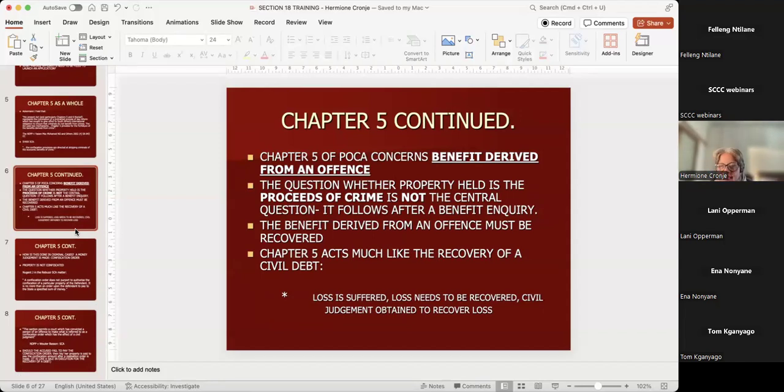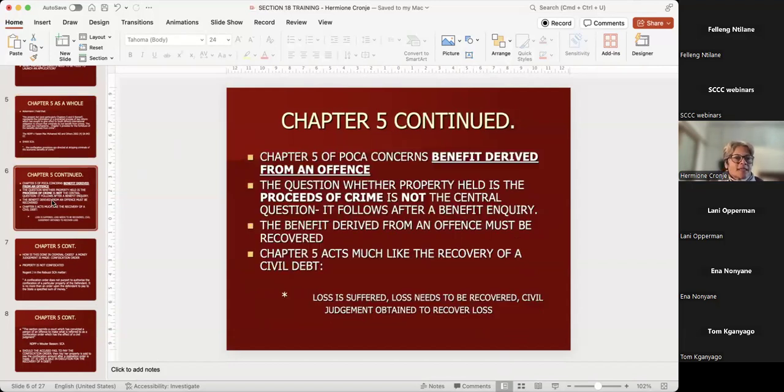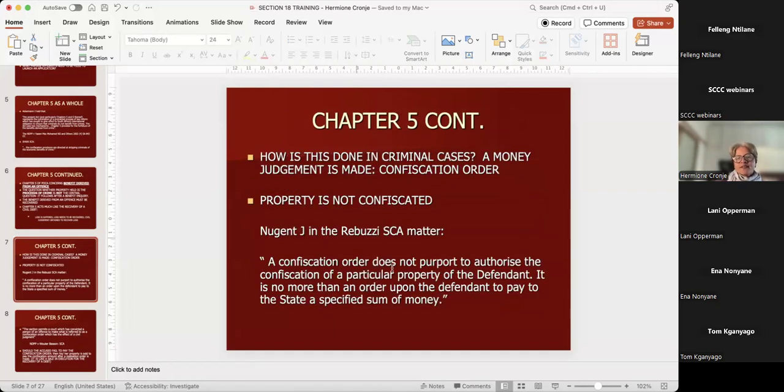Chapter 5 of POCA concerns benefits derived from an offense. And benefit is the most crucial concept here, because as I just indicated, the whole purpose of Chapter 5 proceedings is to strip criminals from the economic benefit from crime. So it's very important to understand what constitutes a benefit. So which benefits do we focus on in Chapter 5 proceedings?